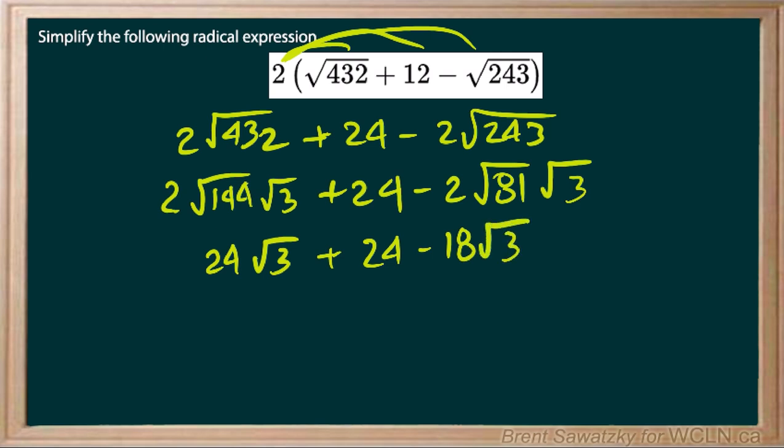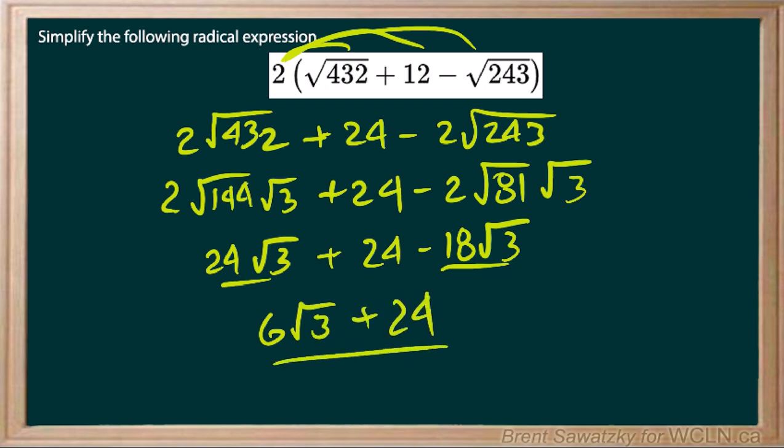All right, so that means we have 2 like terms there. We can bring those together for a 6 root 3's. And the 24 is just left over. And that would be our final answer.